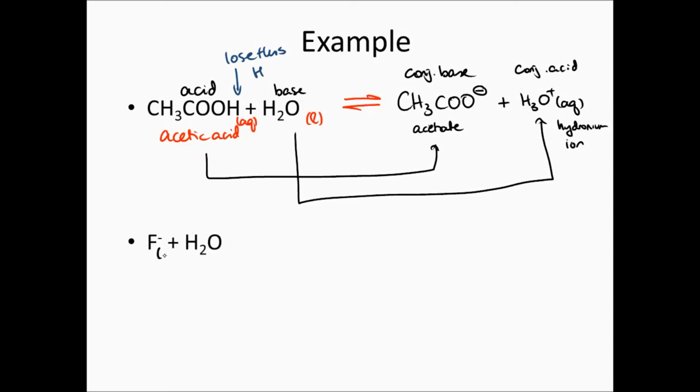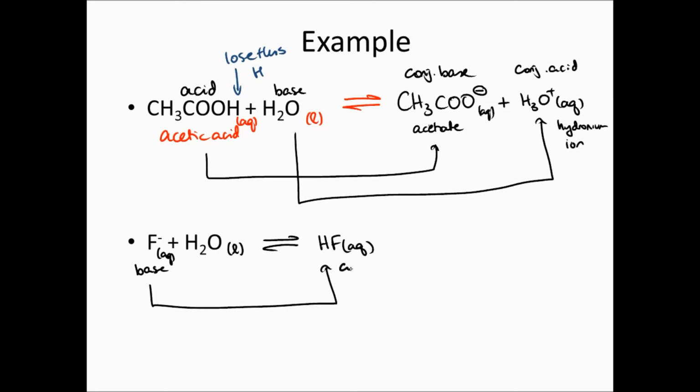We have fluoride ions dissolved in water, and now the fluoride gains a proton from H2O to form HF. So here the fluoride is acting as a base, and this is my conjugate acid. This is the conjugate acid for F-.